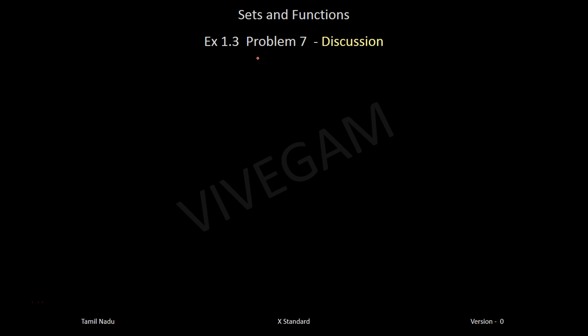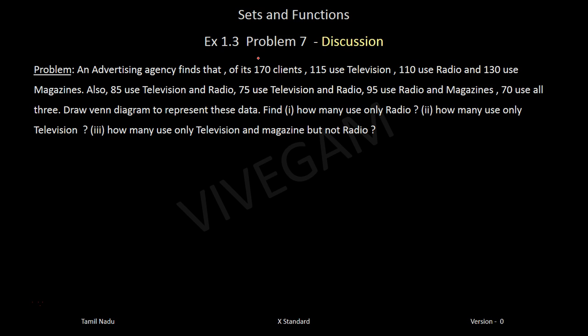Exercise 1.3 Problem 7 Discussion. An advertising agency finds that of its 170 clients, 115 use television, 110 use radio and 130 use magazines. Also 85 use television and radio, 75 use television and magazine, 95 use radio and magazine, right?